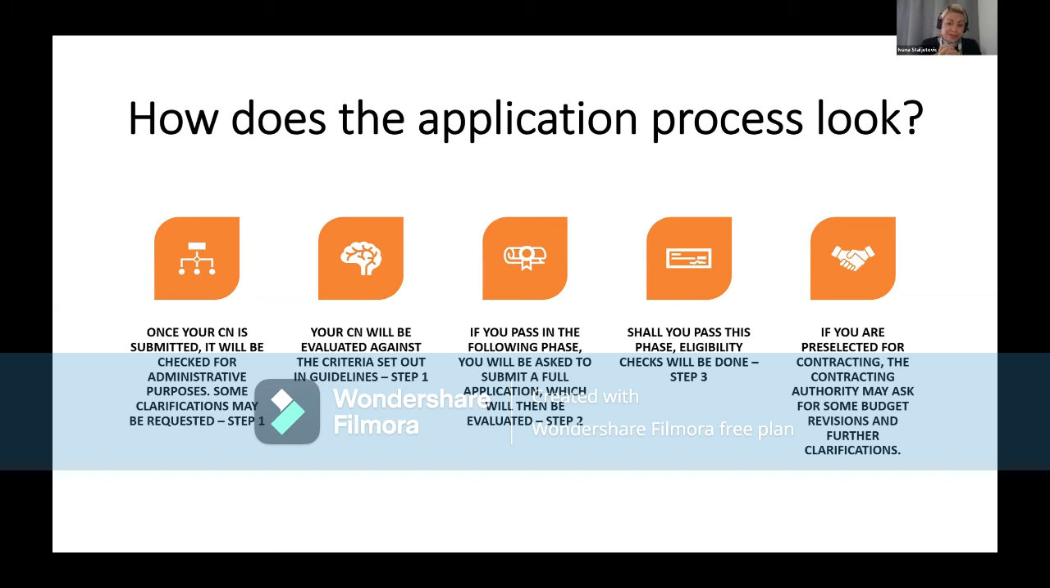And then if you pass this step 3, then you are invited and pre-selected for contracting. Some of you may be asked by the contracting authority for budget revisions or further clarifications, but anyhow, only if you pass all these 3 steps, you will be invited to sign the grant contract. And then, as I also mentioned earlier, the real work starts.